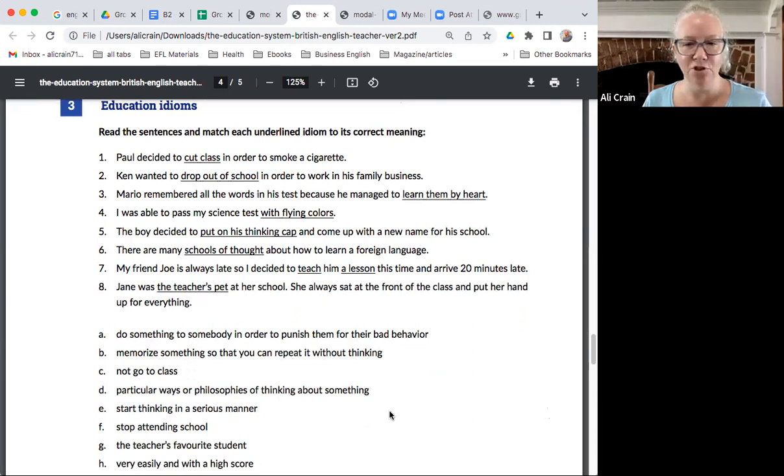I'm going to read through the definitions really quickly. Do something to somebody in order to punish them for their bad behavior. Memorize something so that you can repeat it without thinking. Not go to class. Particular ways or philosophies of thinking about something. Start thinking in a serious manner. Stop attending school. The teacher's favorite student. And very easily and with a high score.